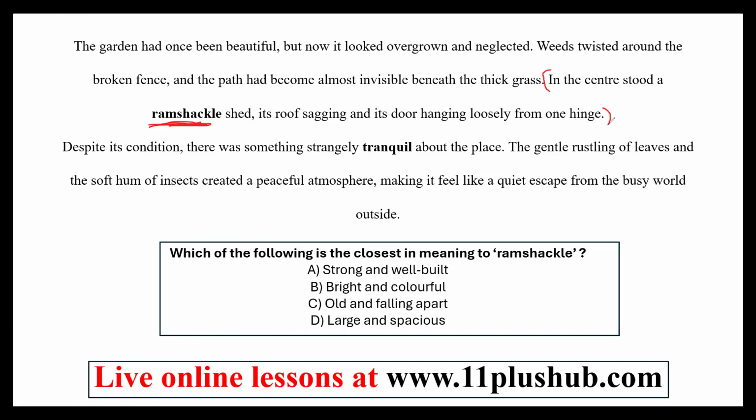So it says, in the centre stood a ramshackle shed, its roof sagging, and its door hanging loosely from one hinge. So the context is, firstly, that it's describing a shed. But we know some other things about the shed, don't we? We also know that the shed has a roof which is sagging, so a roof that's maybe collapsing or half collapsed, and the door is hanging loosely from one hinge. So the door is also collapsing. So this word ramshackle describes a shed that is not in great condition at all.